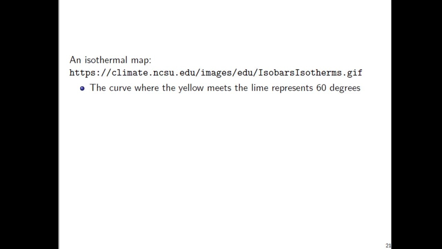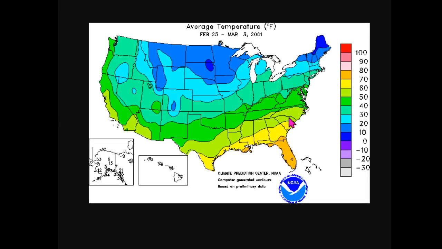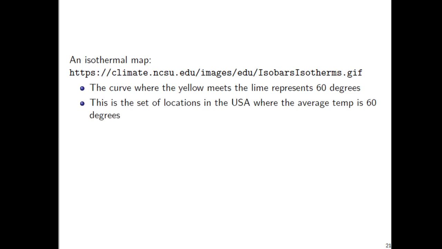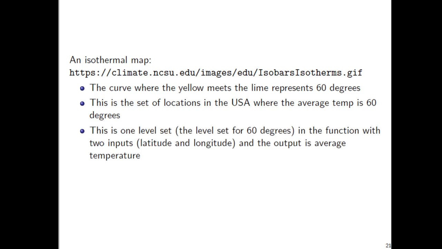Okay, so for instance, the curve where the yellow meets the lime represents 60 degrees, right? So yeah, the yellow meets the lime here. All of these places right along here are places at 60 degrees on that specific week in the year 2001. This is a set of locations in the US where the average temp was 60 degrees. This is one level set in the function with two inputs.